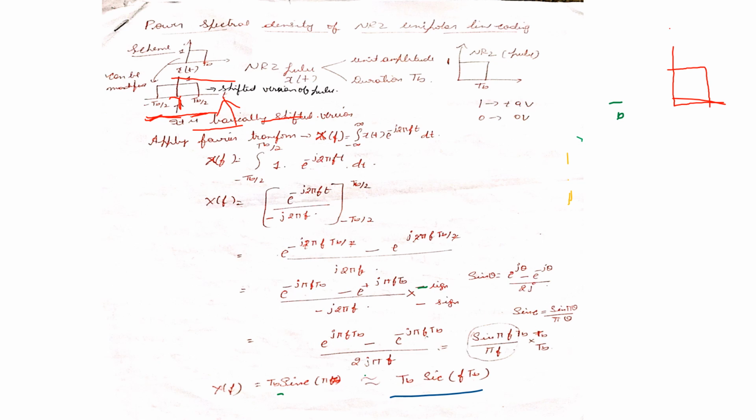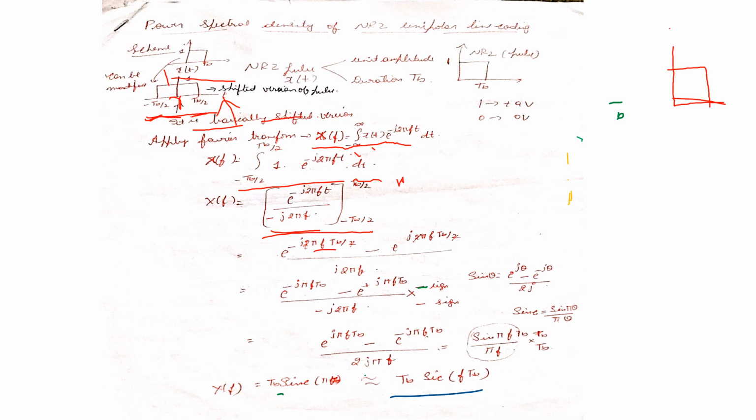Applying the Fourier transform of this pulse, X of f is equal to the integral from minus infinity to plus infinity of x of t times e to the power of minus j 2 pi f t dt. So X of f is the integral from minus Tb by 2 to plus Tb by 2, where the magnitude is 1, of e to the power of minus j 2 pi f t. After integrating, this is e to the power of minus j 2 pi f t divided by minus j 2 pi f with the limits of minus Tb by 2 to plus Tb by 2.